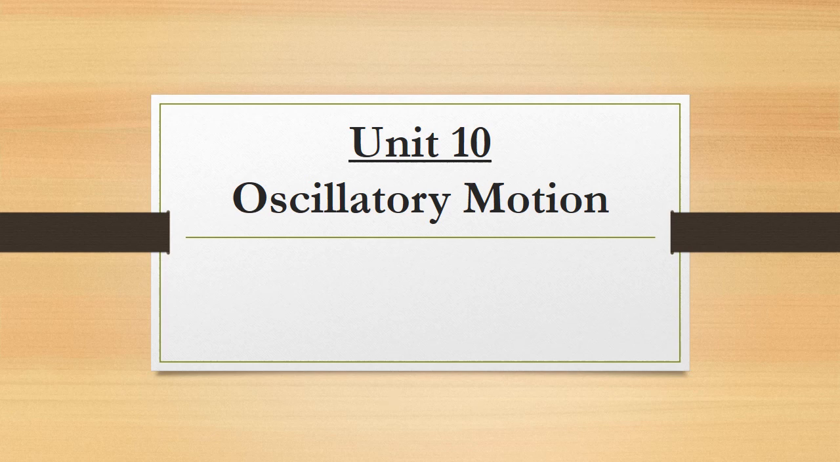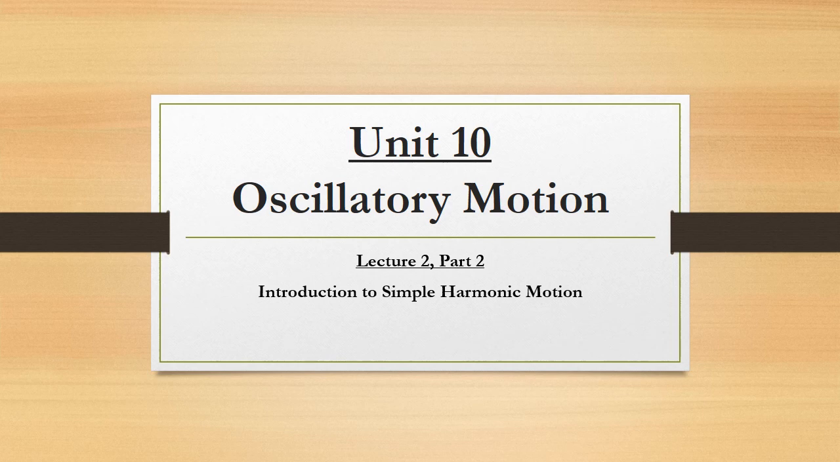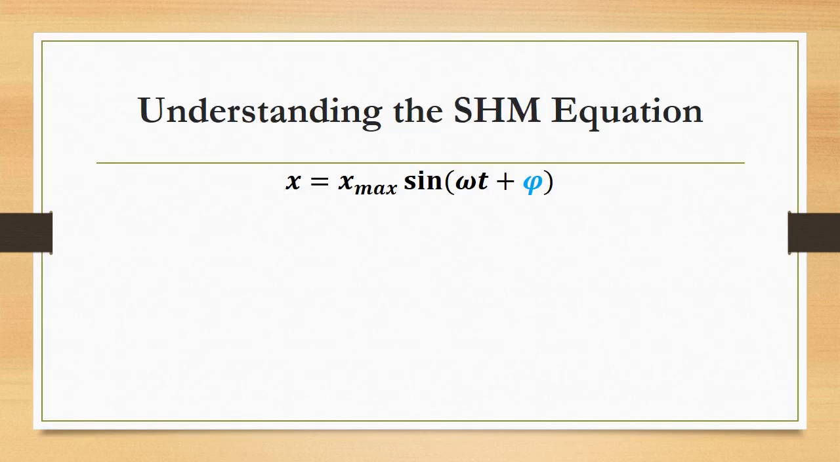This is the continuation of lecture number 2 here in Unit 10. We're going to continue looking at simple harmonic motion, and we're going to start by finishing the equation. The last thing we haven't yet talked about is this last term, which is highlighted in blue. This is the lowercase Greek letter phi, or sometimes it's pronounced phi. Both are correct. And we're going to define it as the phase angle.